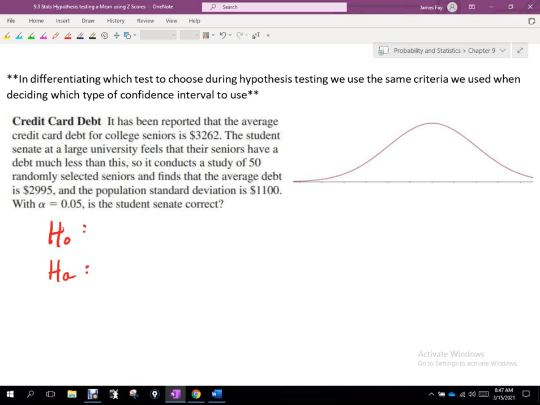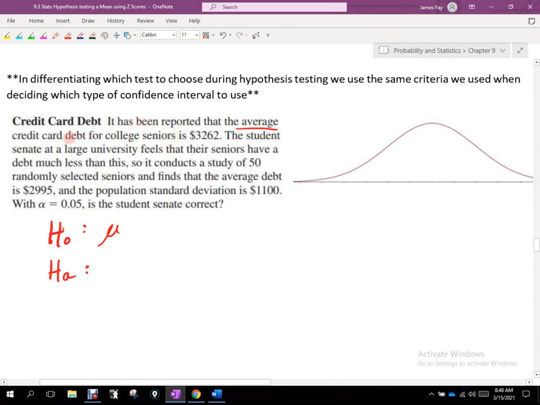Down the road, once we get into 3, 4 more sections, we will have to decide, do we put mu here, or do we put sigma? Do we put sigma squared? Do we put p? We'll have to make all those decisions. And it's based off of phrases like the average. If it said it has been reported that the proportion, then we'll use p. Does that make sense? Okay, so we have to be able to decipher what parameter we're trying to test. So we're using mu here.